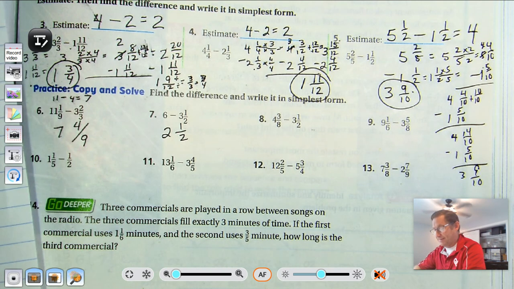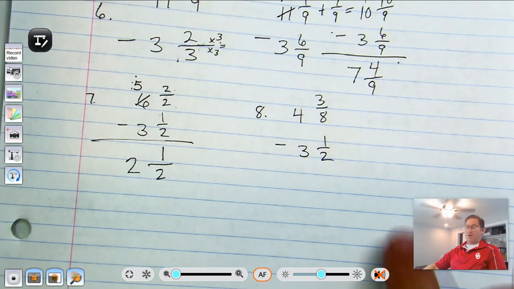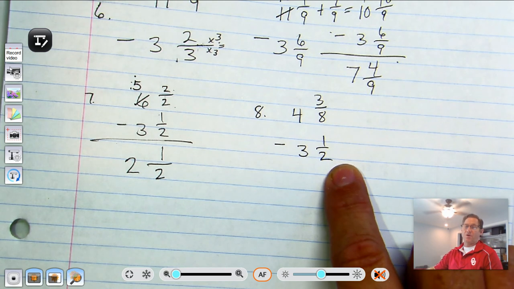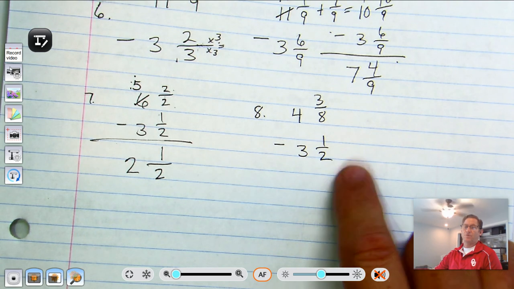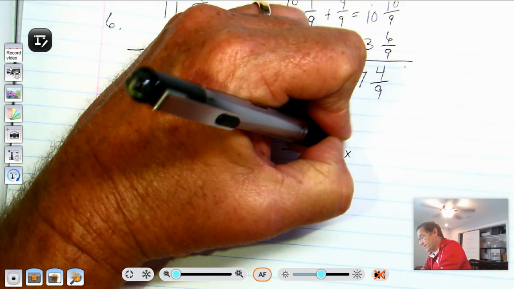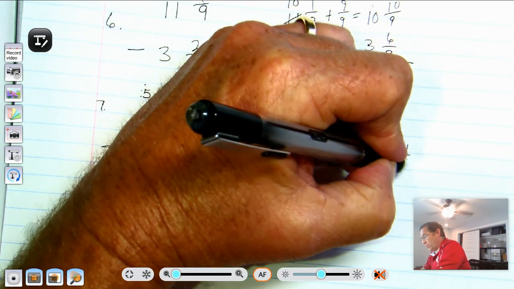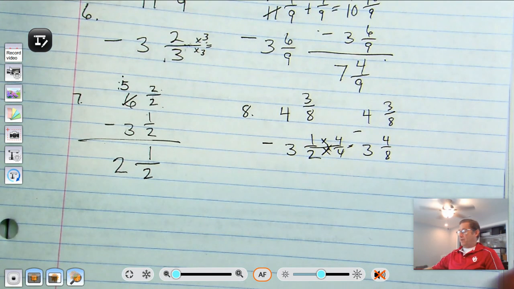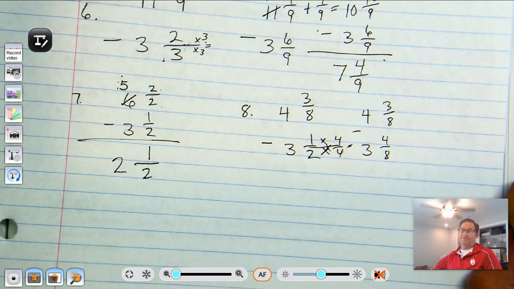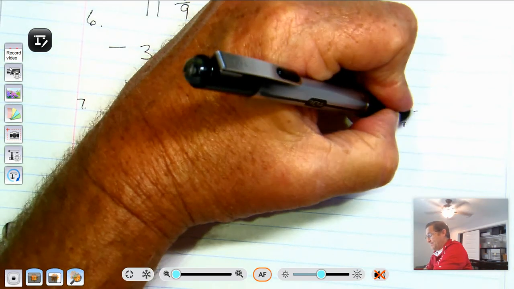All right, number 8, 4 and 3/8 minus 3 and 1/2. So if I look at this, 2 is prime. Can 2 become 8? Sure it can. 2, 4, 6, 8. All I have to do is multiply by 4/4, right? So 3 and 4/8 taken from 4 and 3/8. Well, we can't take 4/8 from 3/8, but we can rename one of the wholes as 8/8.